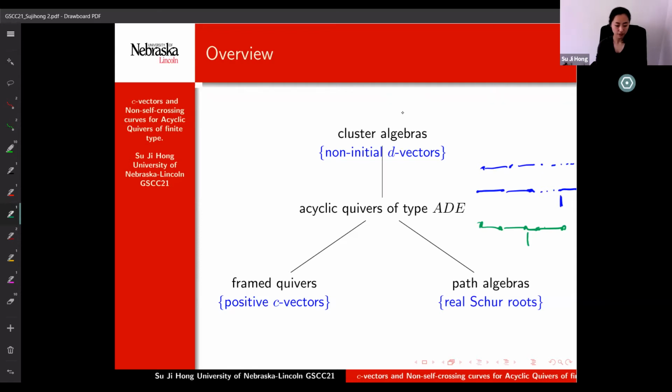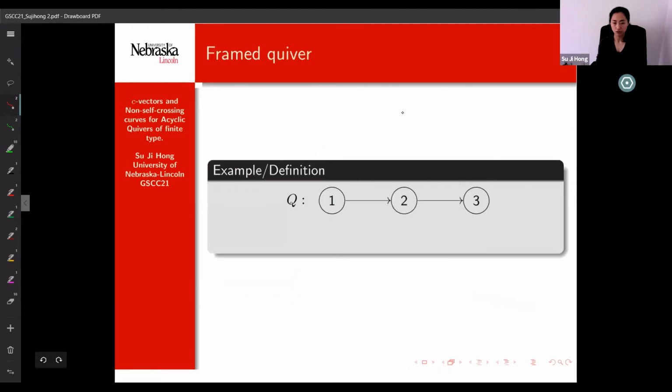With these different fields that are related to quivers, we can look at different objects in them. For example, we can consider d-vectors. We can look at positive c-vectors, or we can also look at real Schur roots, which are going to be dimension vectors of certain types of modules of these path algebras. But let's actually define what the c-vectors are.